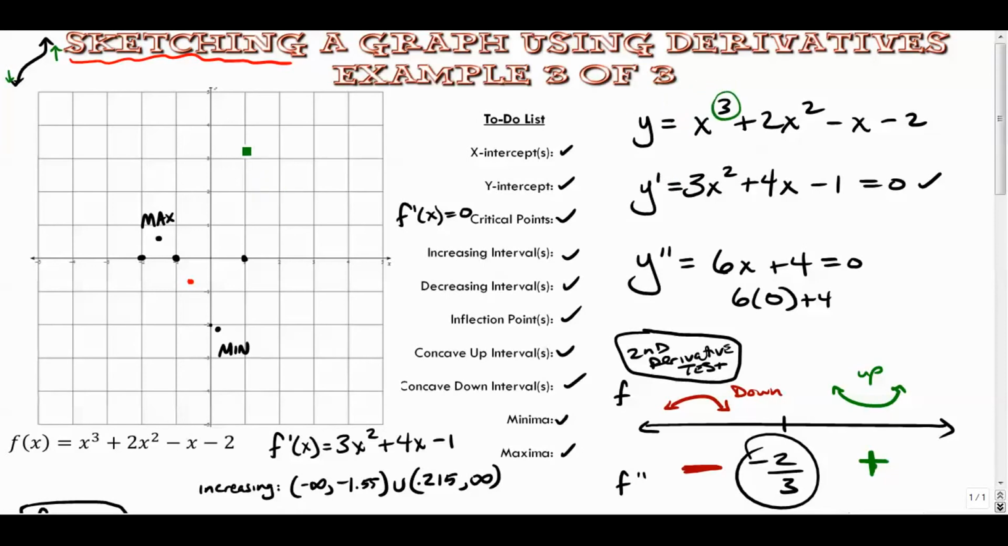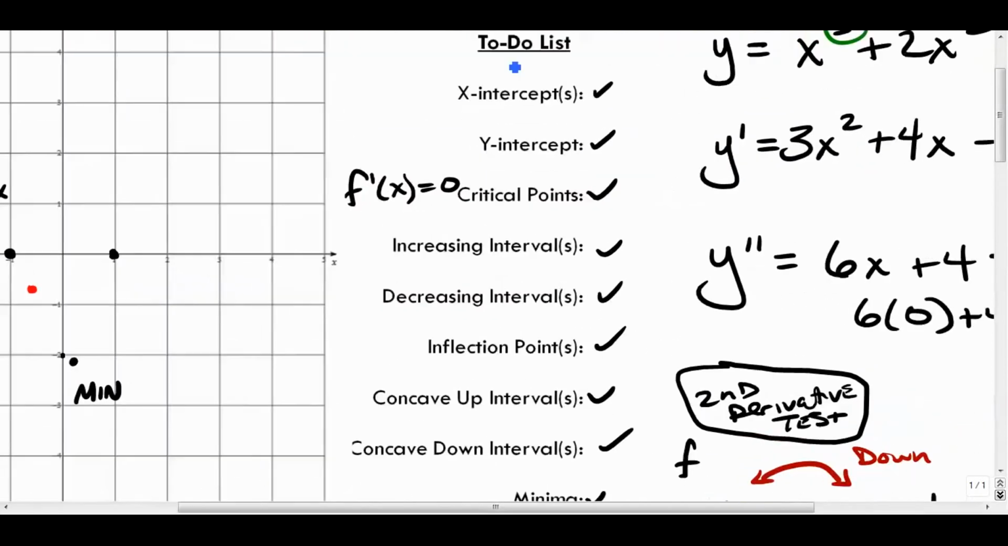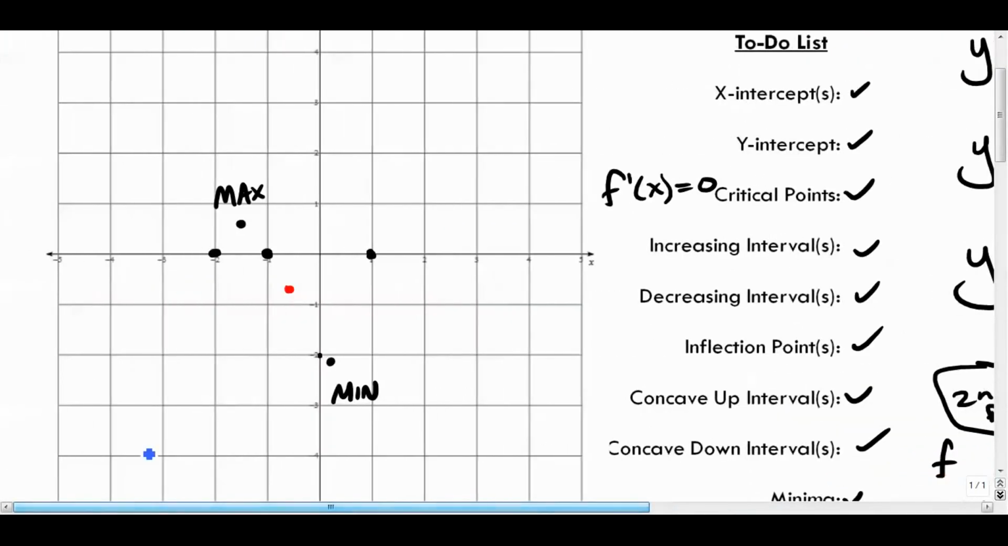So I need to just connect these dots the best I can, trying to follow this pattern, right? It's going to be up over here and down over here. And I actually need to fill in the blanks in between. So here we go. Let me zoom in a little bit so I can get a closer look at it. So my minimum's down here, my inflection point, so it's going to go something like this, and then up.